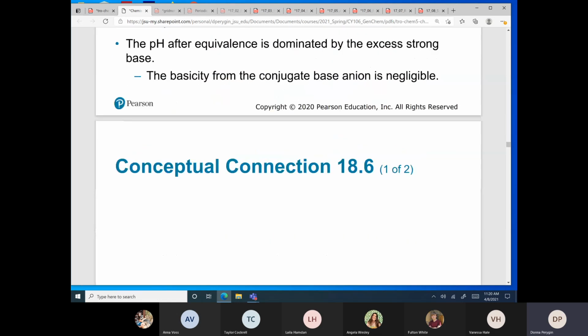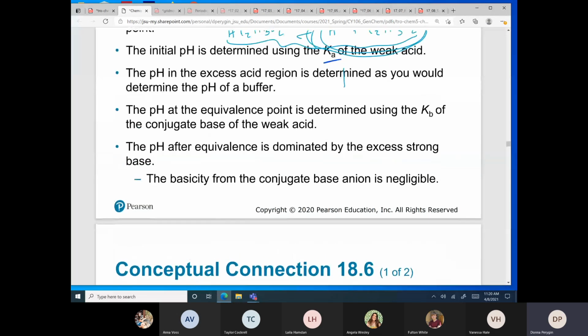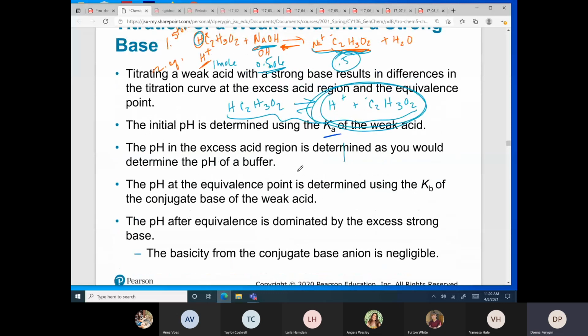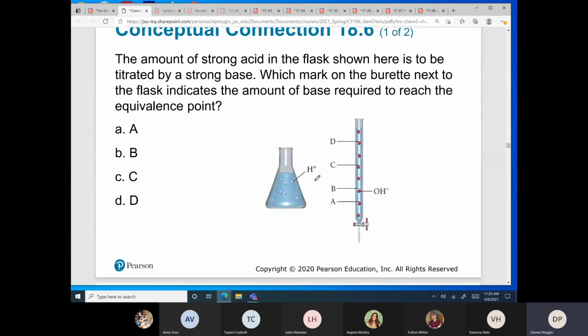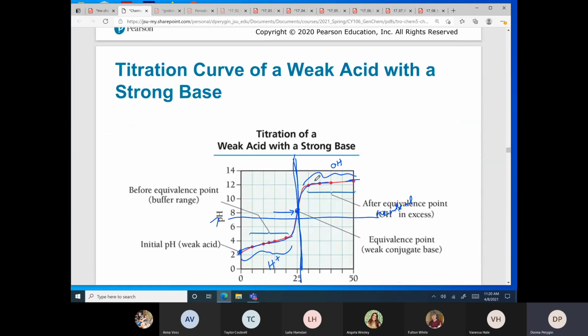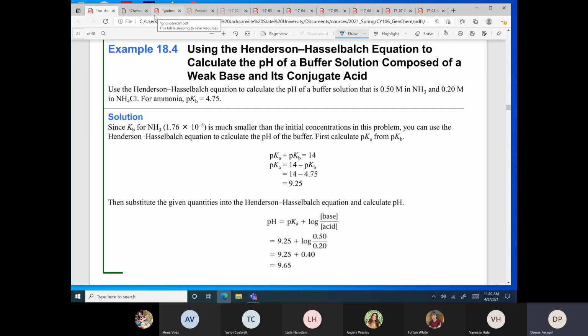So let's just go ahead and work some problems with this rather than dwelling on these PowerPoints, which I don't think explain it all that well anyway. I think it'd be better just to jump in and try to work some problems. Okay, so that left us with 18.4, which is actually using the Henderson-Hasselbalch equation to calculate the pH of a buffer solution.